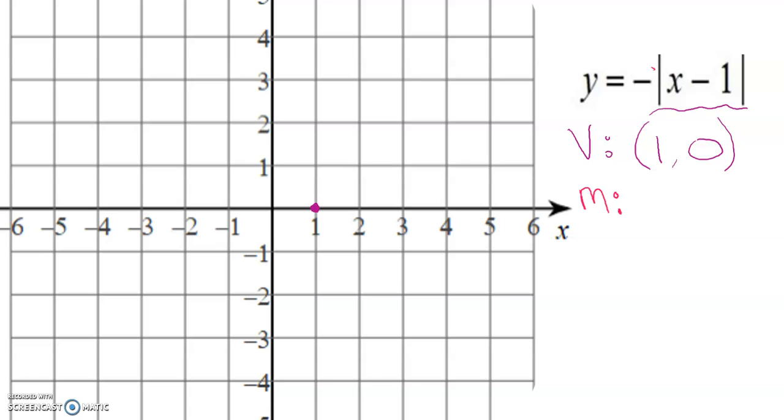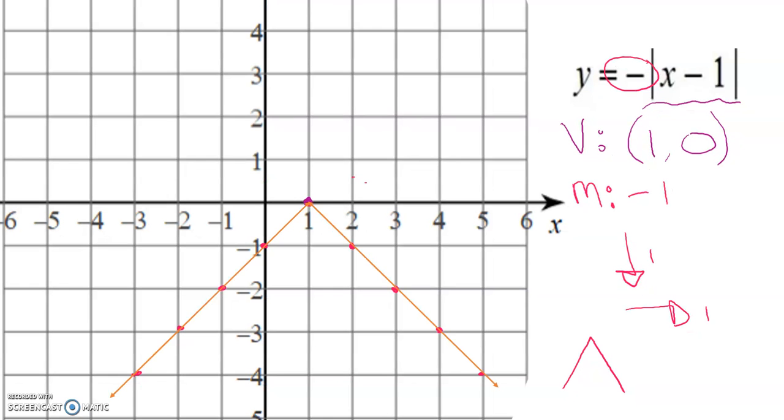Then we have a look at our slope, and it's negative 1, which means we go down 1 and across 1. So our absolute value graph is going to be an upside down V. So from our point, we go down 1, across 1, down 1, across 1, down 1, across 1, etc. and do the same on the left, because the left-hand side is a mirror image. And there you have it, an absolute value function with a vertex at 1, 0 and a slope of negative 1.